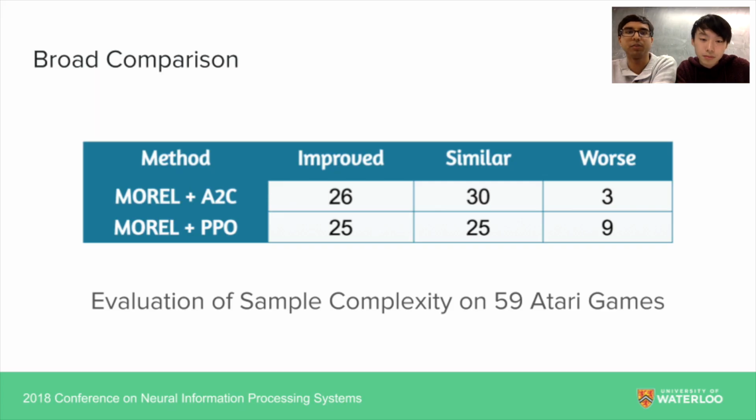We measured the improvement in sample complexity on the suite of 59 Atari games when composing MOREL with A2C and PPO. With A2C, MOREL improved sample complexity on 26 games and performed worse on 3 games. With PPO, MOREL improved sample complexity on 25 games and performed worse on 9 games. For full details, please see our paper, which is linked in the description.